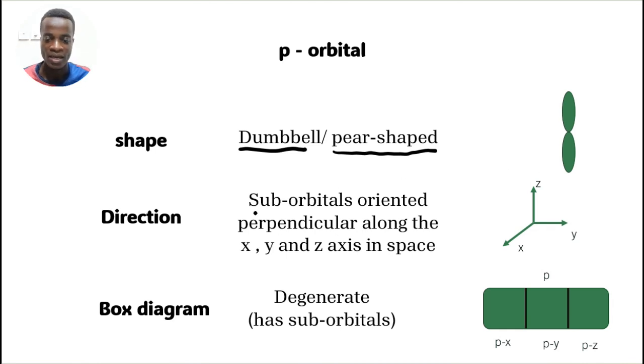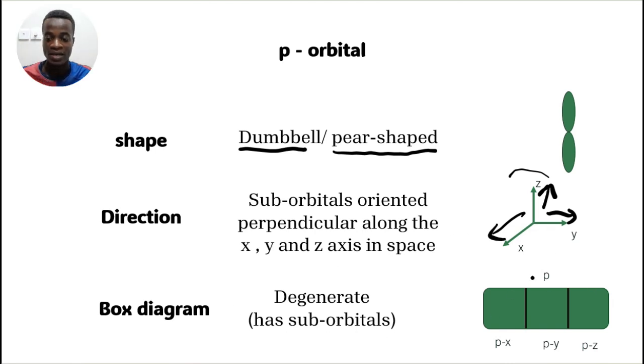And the direction, it has suborbitals. So you see, we talk about orbital, right? If we say suborbital, it means something within the orbital, right? It's those suborbitals that are oriented perpendicular along the x, y, and z axes in space. So that's what we have here. The direction, the suborbitals are oriented in x. So this is the x, this is the y, and this is the z direction in 3D space, right? The box diagram is a degenerate orbital, meaning that it has suborbitals.